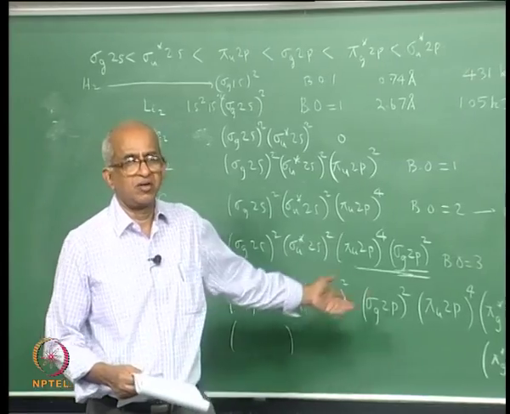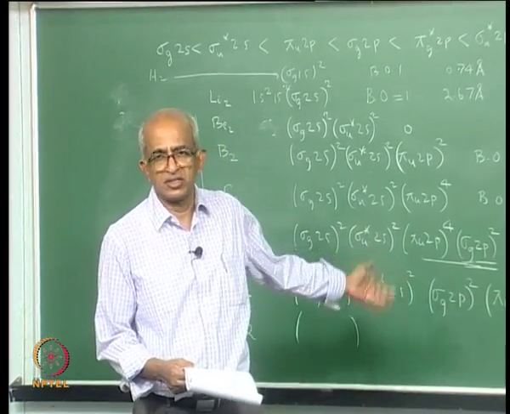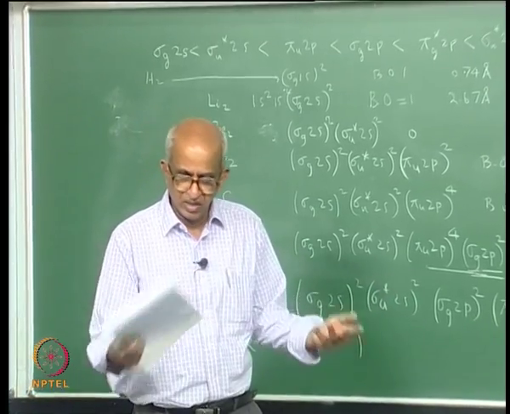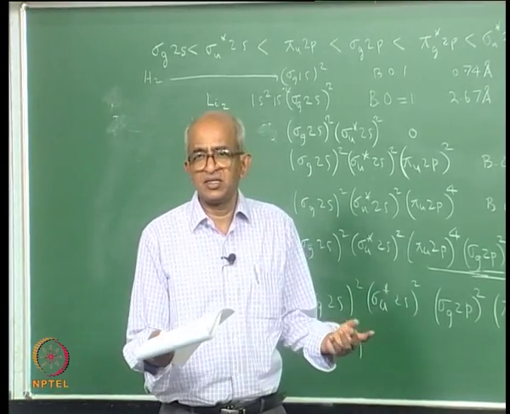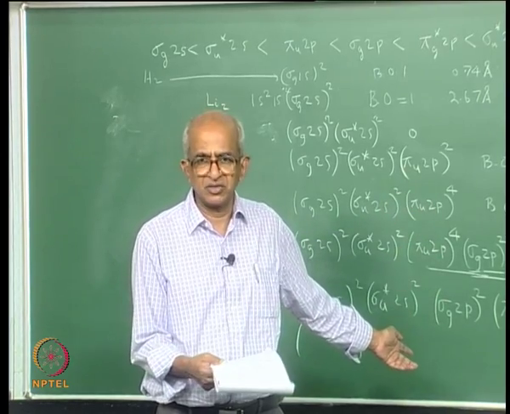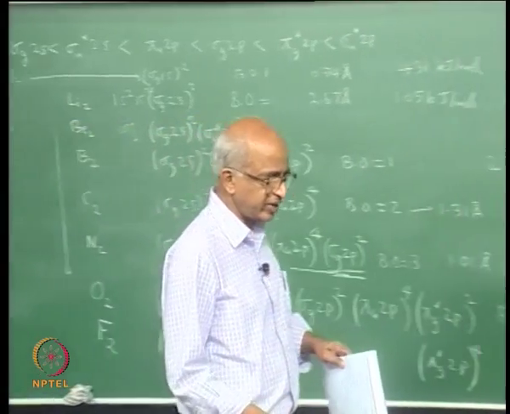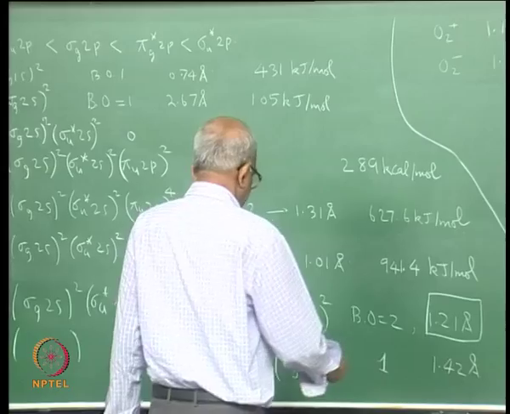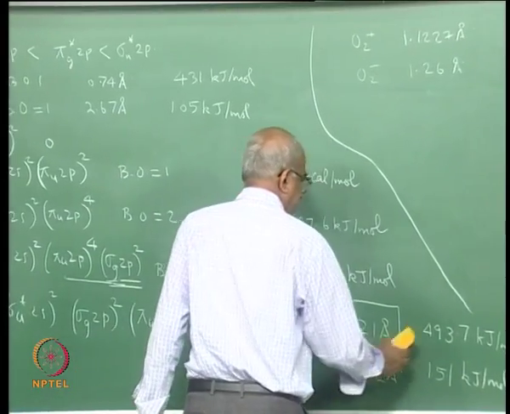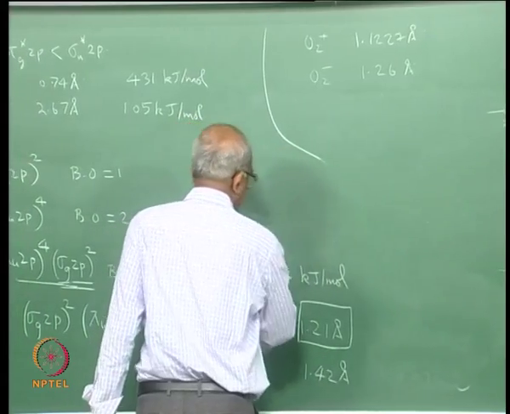So, this way, all the homonuclear diatomic molecules, their existence, their magnetic nature, their bond energy, bond length, everything can be very satisfactorily explained using the molecular orbital theory. And regarding heteronuclear diatomics, I shall very briefly indicate to you how the molecular orbital theory is applied. The discussion will be very brief.